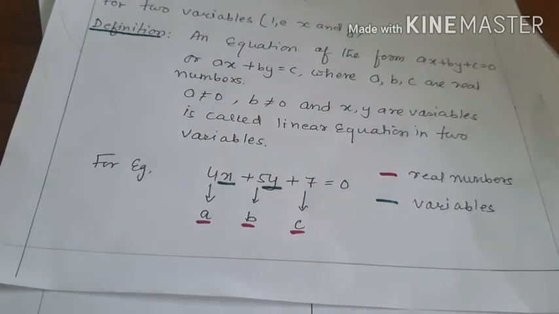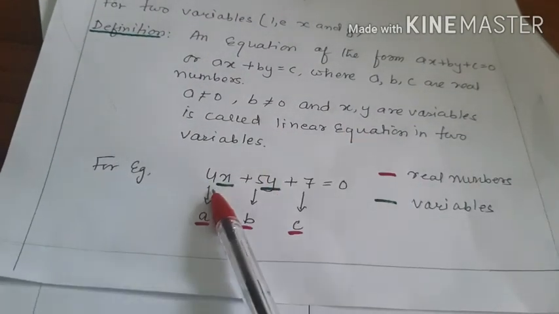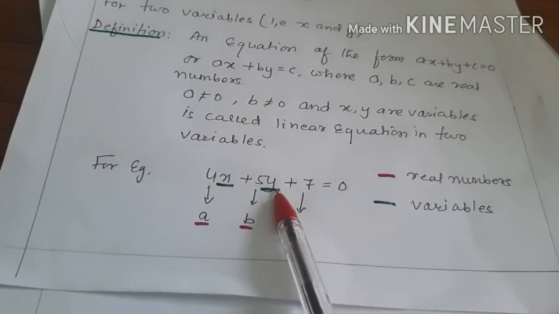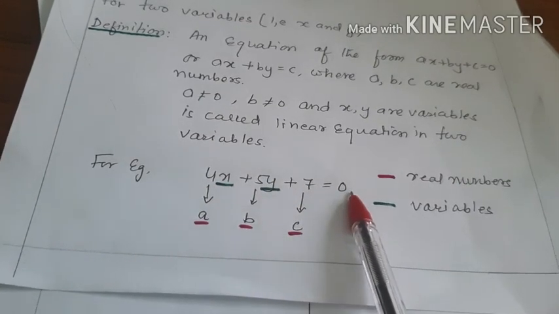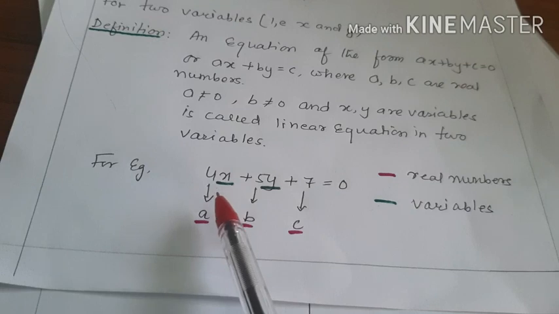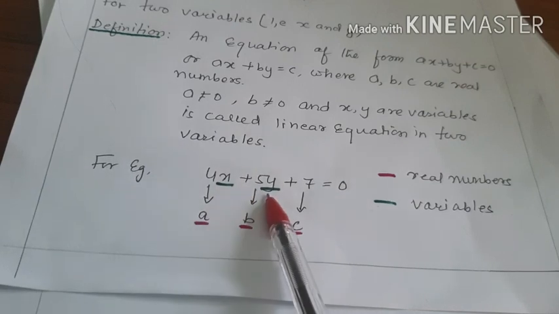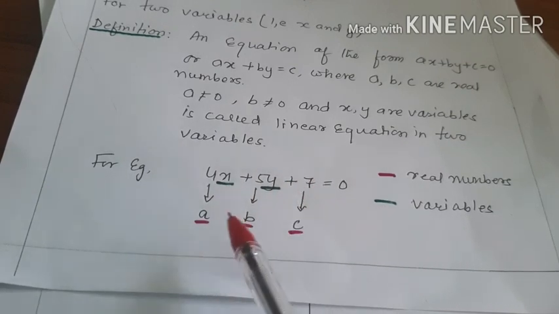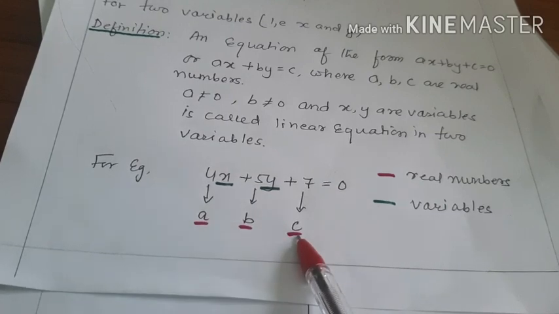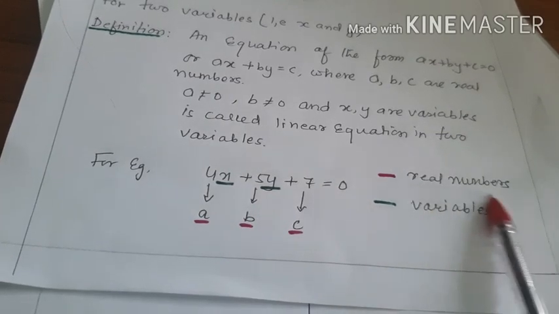Let's see one example here. 4x plus 5y plus 7 equals 0. So here what we have is 4, 5, 7. They are a, b and c. They are real numbers.